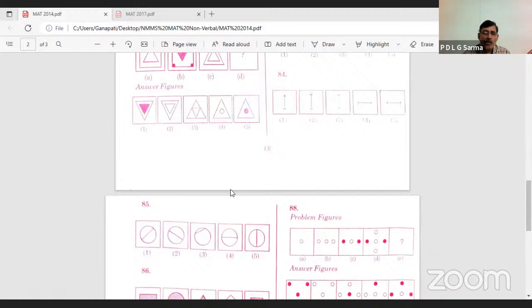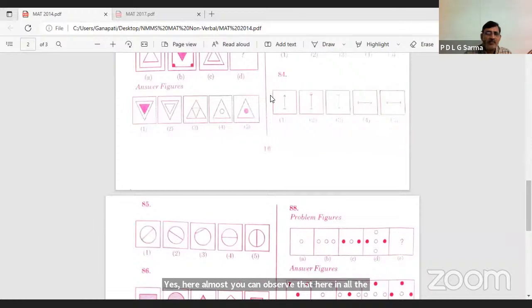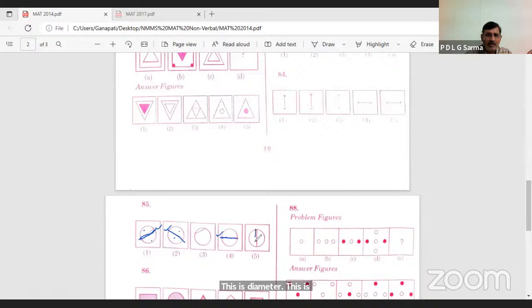Yes, here you can observe that in almost all the cases, there is a diameter passing through the middle. So these are semicircles. This is a diameter, this is a diameter, this is a diameter. Or, okay, you can say that it is passing through the middle.